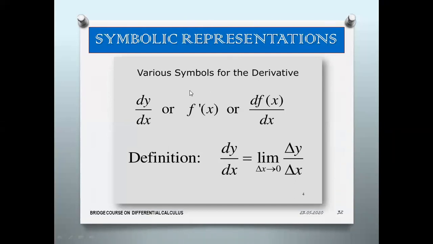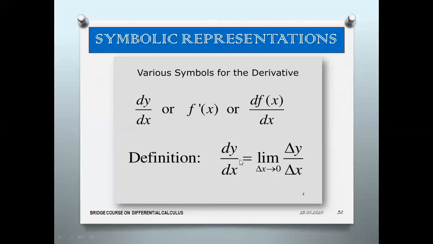Now, what is a symbolic representation? Cauchy finalized this: dx, or f dash of x, or df of x by dx. The definition is dy by dx equals limit delta x tending to 0 of delta y by delta x, that is, the small change in y divided by the small change in x.